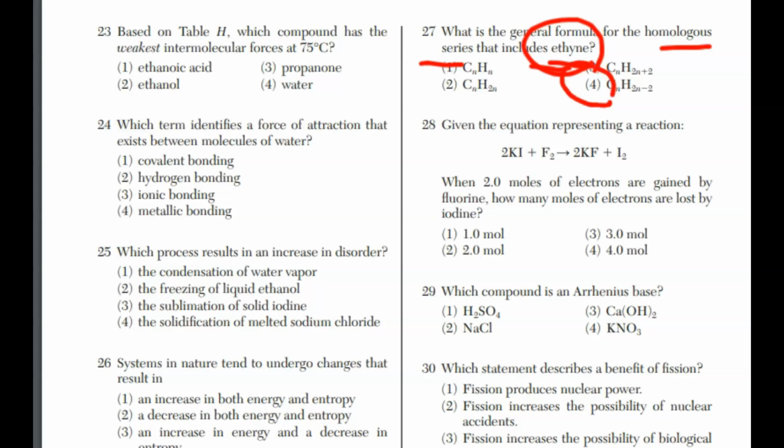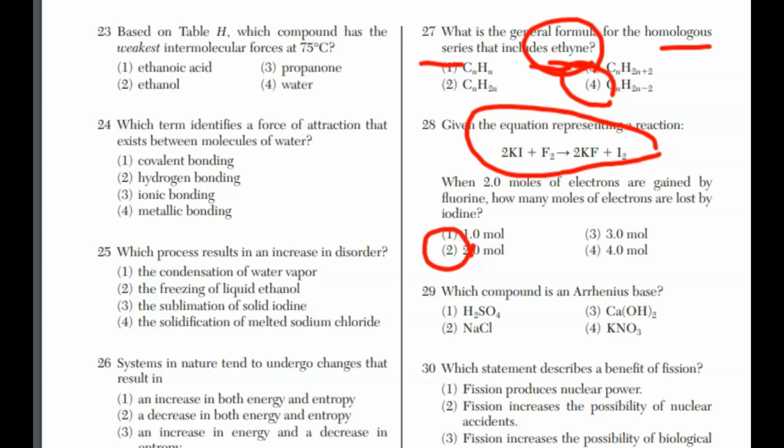For 28, given the equation represented in the reaction, when 2 moles of electrons are gained by fluorine, how many moles of electrons are lost by iodine? Well, it's a balanced equation. You don't even have to really do anything here. It has to be an equal exchange. What's lost has to be gained. So 2 moles are gained, 2 moles are lost.